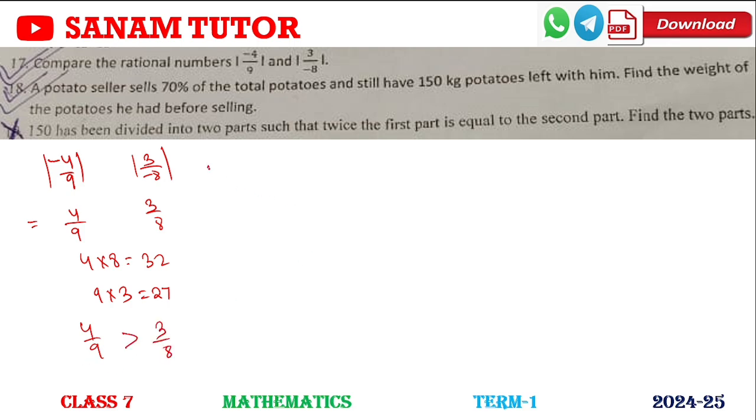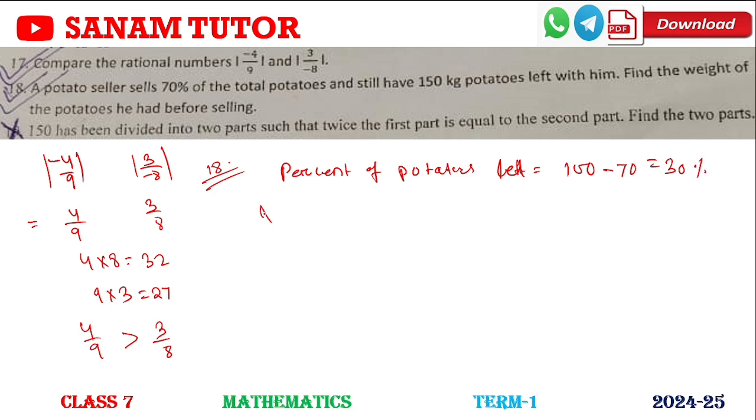Okay. Next question. Question number 18. A potato seller sells 70% of the total potatoes and still has 150 kg of potatoes left. Then find the weight of the potatoes he had. So write down the percentage of potato left equal to 100 minus 70, that is 30%.